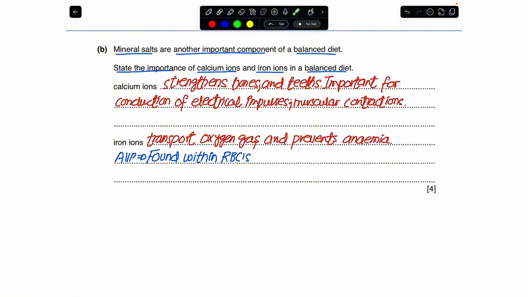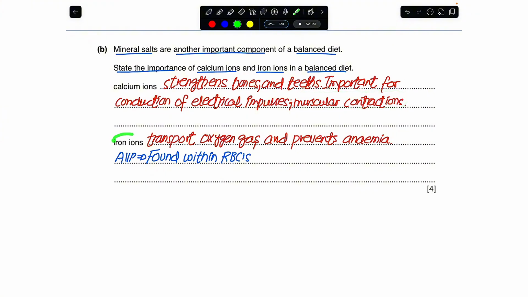So these are the facts: the calcium ions help to strengthen the bones and the teeth. And also, if you would like to write some other alternative points, that could also be that it is important for the conduction of the electrical impulses. If you don't like this point, then as an alternative valid point, you could also write that calcium ions are also important for the muscular contractions.